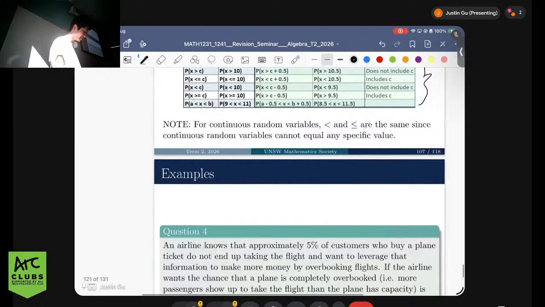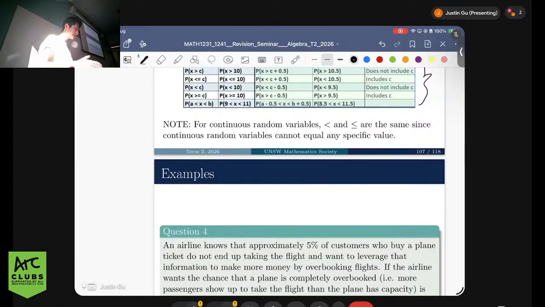And for continuous random variables, strictly less than and less than or equal to are the same, since for a continuous random variable the probability of equaling a specific value is 0.